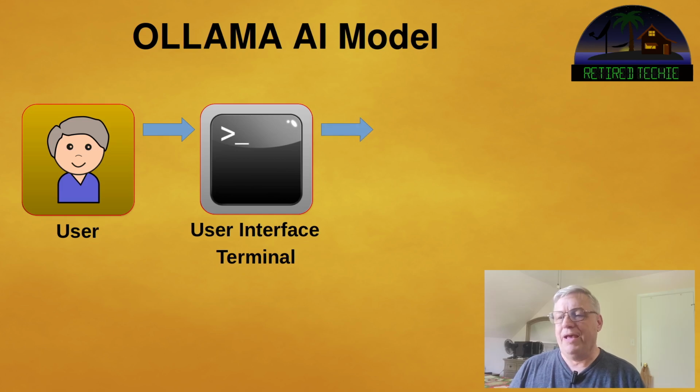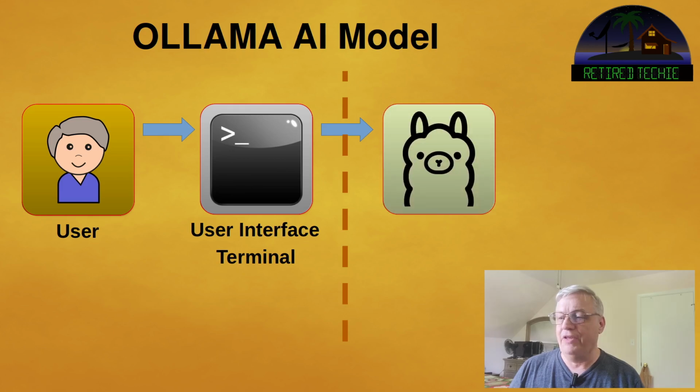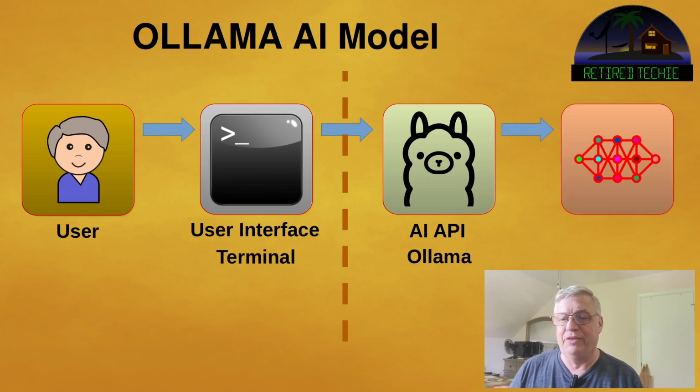The terminal then passes the user query to the AI itself, specifically the application program interface, aka Ollama. And Ollama works with the large language model, which is the actual brains of the artificial intelligence. The query is analyzed by the AI model and a response is generated. The response is sent back through the interface, the terminal, back to the user, me. And that's basically it, we repeat over and over.